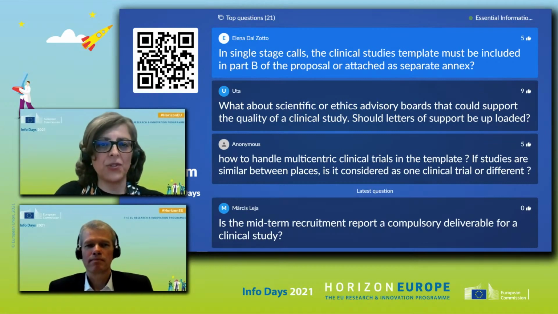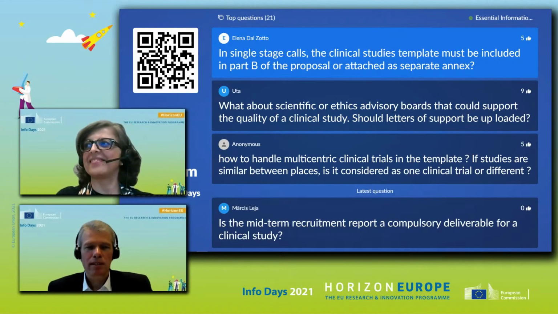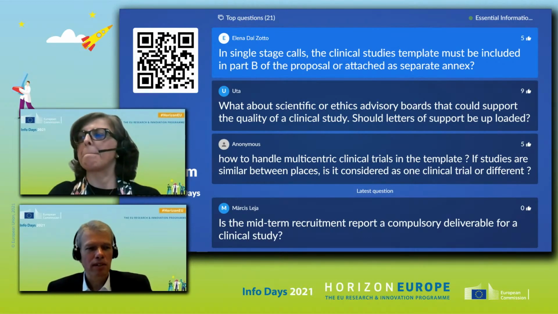We have another question. In single stage calls, the clinical studies template must be included in Part B of the proposal or attached as a separate annex. I think I will just answer shortly. Yes, as a separate annex. And let's take the next question.